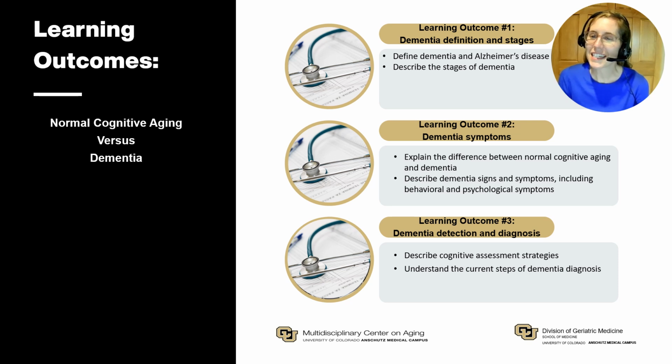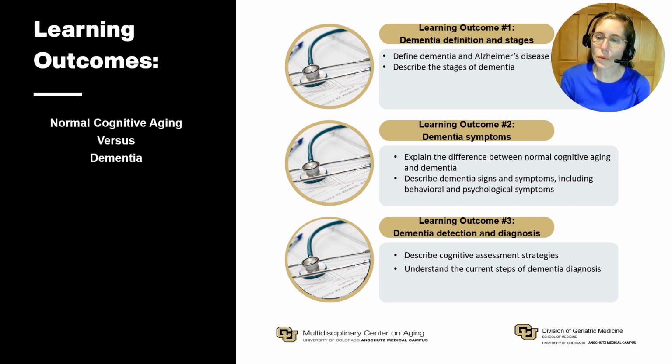We are going to discuss the dementia definition and stages, specifically defining dementia versus Alzheimer's disease and normal cognitive aging. We will also describe the stages of dementia in that conversation. We will also discuss dementia symptoms and specifically tease out the differences between normal cognitive aging and dementia, and describe the signs and symptoms of dementia, including behavioral and psychological symptoms.